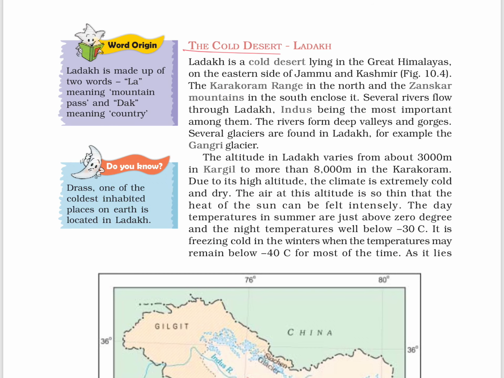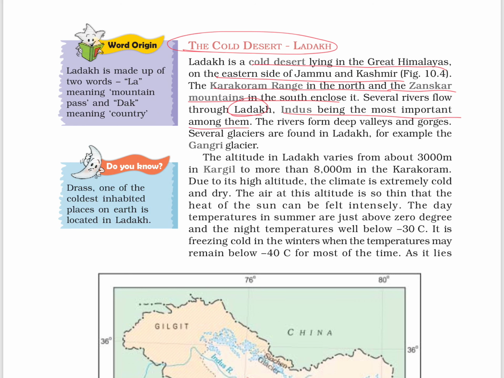Next we have cold desert. The cold desert we have is Ladakh. Ladakh is the coldest desert lying in the Great Himalayas on the eastern side of Jammu and Kashmir. The Karakoram range in the north and the Zanskar mountains in the south enclose it. Several rivers flow through Ladakh, Indus being the most important among them.